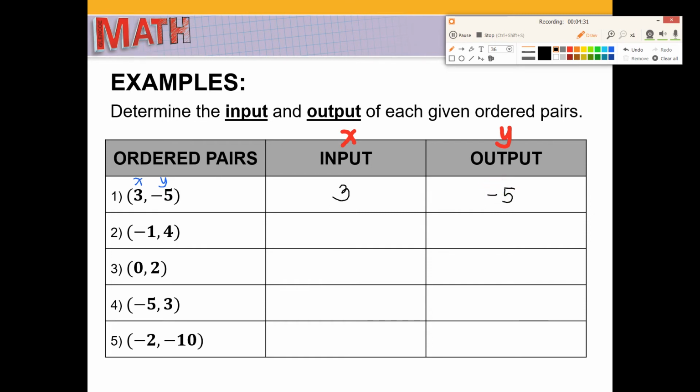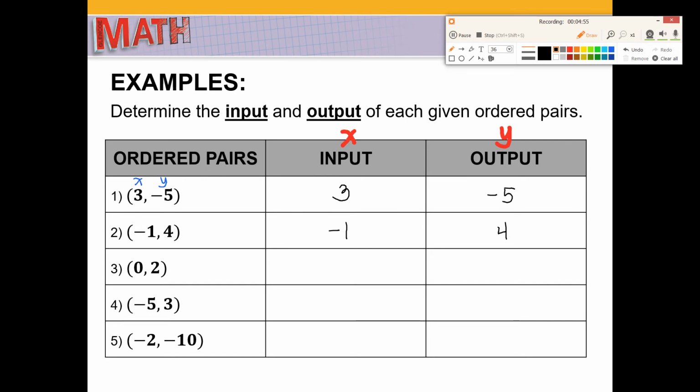Let's move to the second example. The given ordered pair is (-1, 4). Now the first number again is your x or your input, so that's -1. And the second number is your output or the y value, which is 4. We can continue doing this in the next examples.